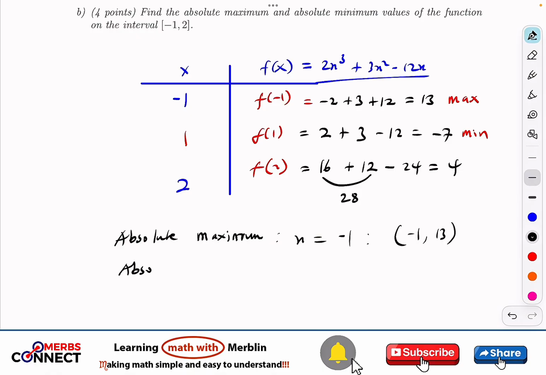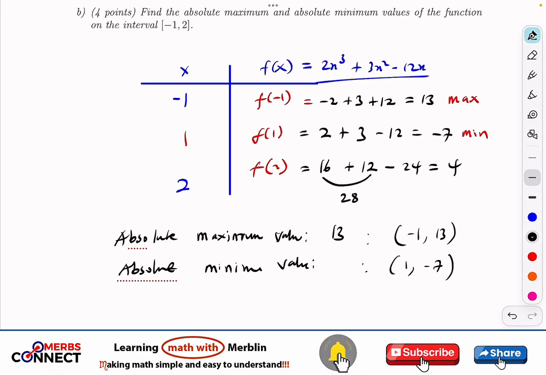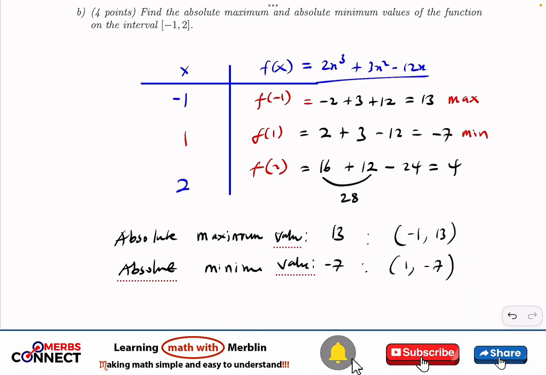And then absolute minimum, this is when x is equal to 1. And we can also write in the coordinate form, having something like this. Okay, so that is what we are going to get here. Okay, I think here I don't need to use the x, rather the coordinate. So the absolute value, this is rather 13, and then the value should be here, and this one should be rather -7. Then if I want to write it in the coordinate form, that's when I have it this way.